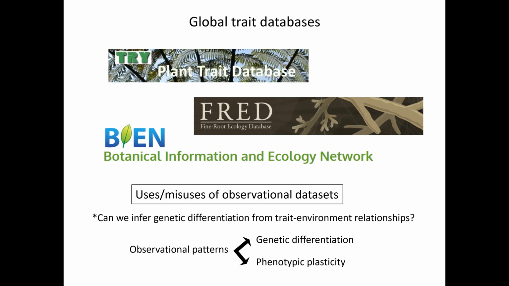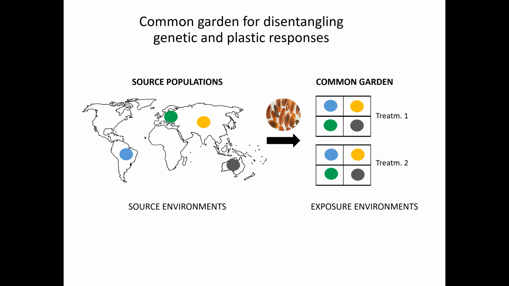This is important because observational data may result from both genetic differentiation and phenotypic plasticity, and plasticity might obscure trait patterns driven by genetic differentiation. Common garden experiments are very useful precisely for disentangling these genetic and plastic responses. By growing offspring from multiple source populations together in a set of controlled treatments or exposure environments, we can tease apart genetic differentiation and plasticity.